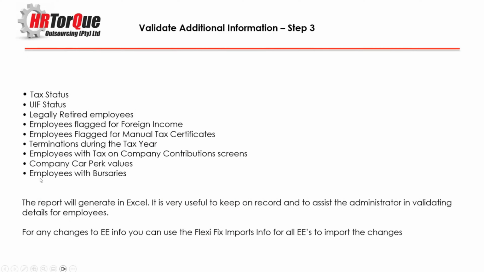When we hit step 3, we've got our additional information. So this will give us things like company car, bursaries, anybody who's been marked as a manual tax certificate, any terminations during the year. So again, it's really important to go through that. If you have any of those situations, make sure that you've checked and validated any of your additional information.